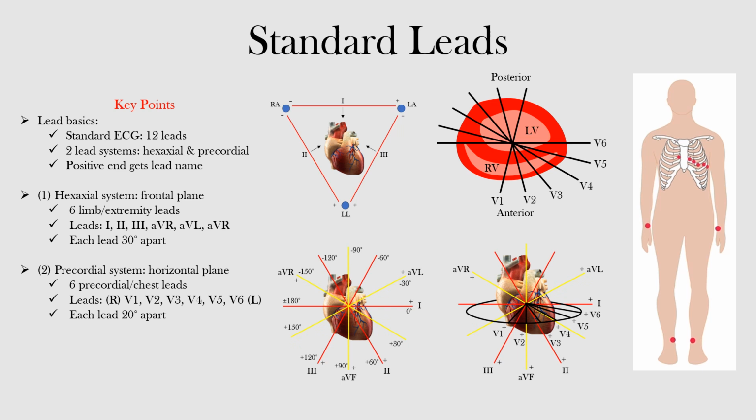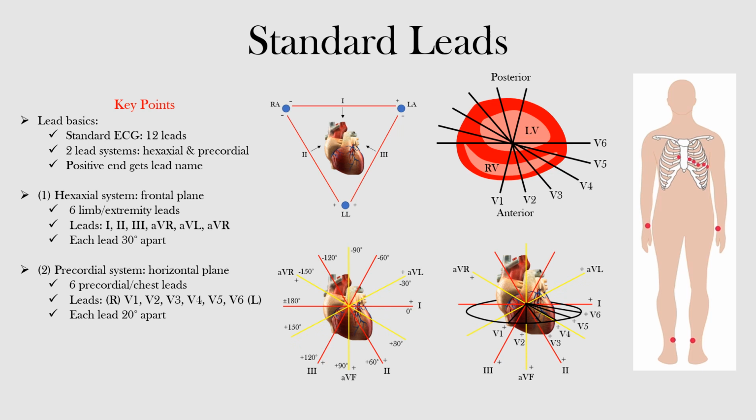Let's start off with the hexaxial system. The hexaxial system is a coronal cut that provides a frontal view of the heart. We often refer to this as the frontal plane. The 6 limb leads that make up the system are leads 1, 2, 3, AVR, AVL, and AVF.